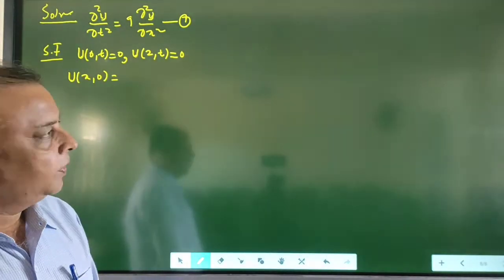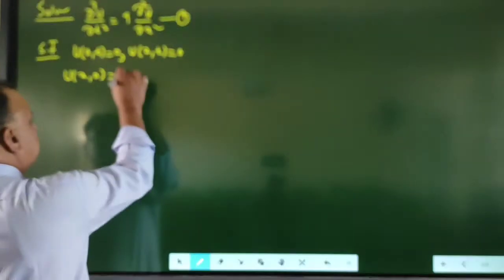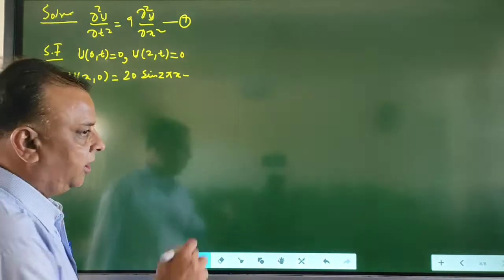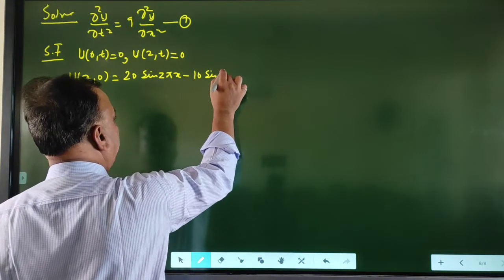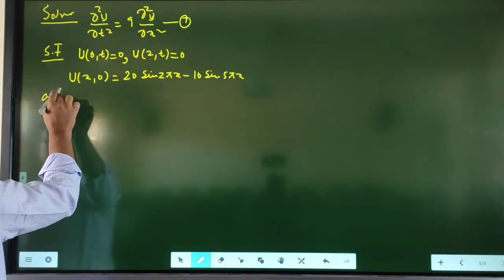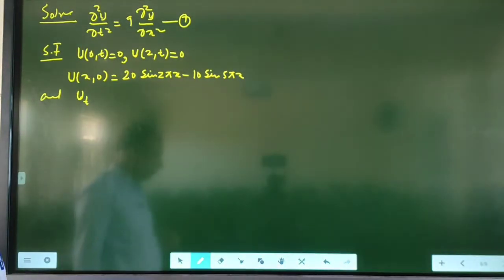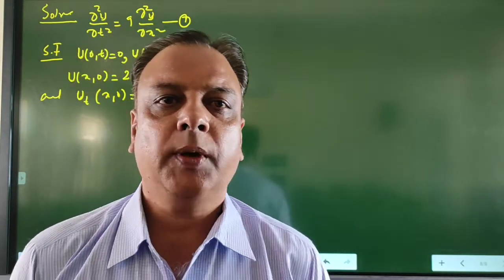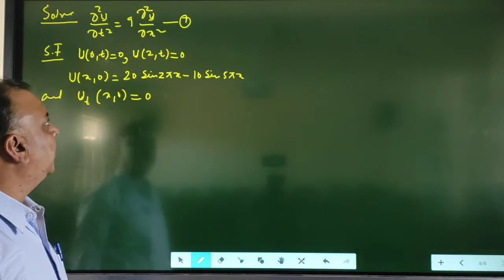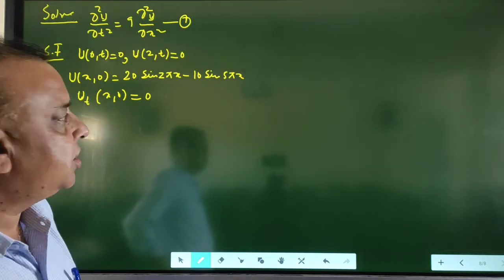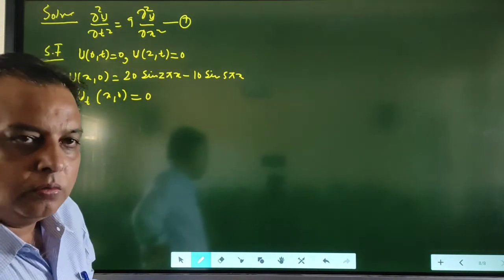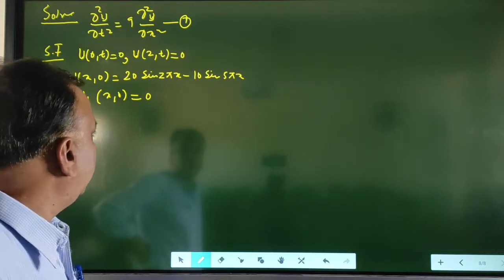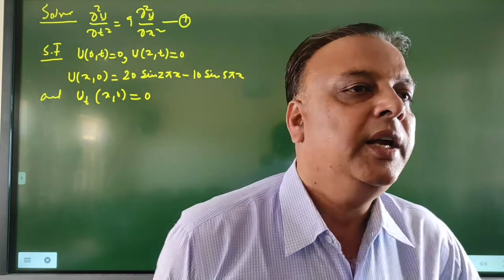It is given that u(0,t) is equal to 0, u(2,t) is equal to 0, and u(x,0), the value of u(x,t) when t is equal to 0, is given as 20 sin 2 pi x minus 10 sin 5 pi x, and it is given that u_t(x,0), that is del u upon del t, is also equal to 0.